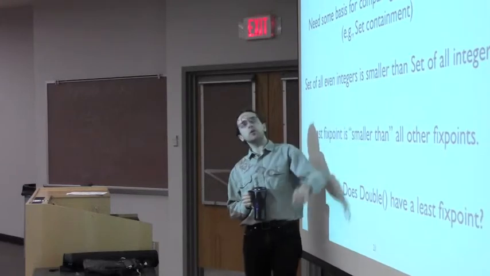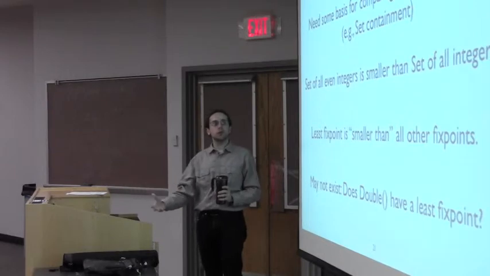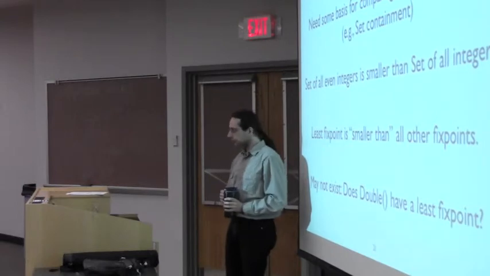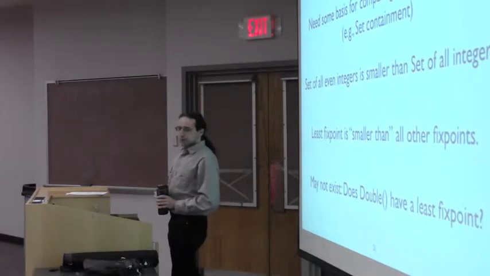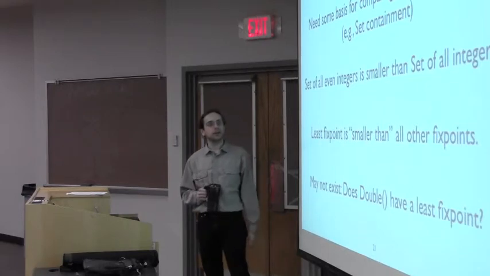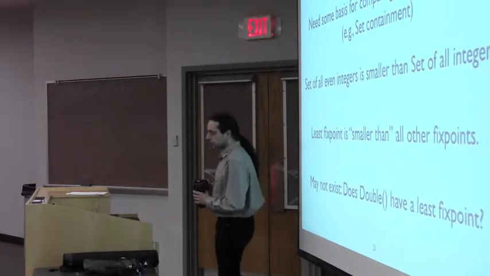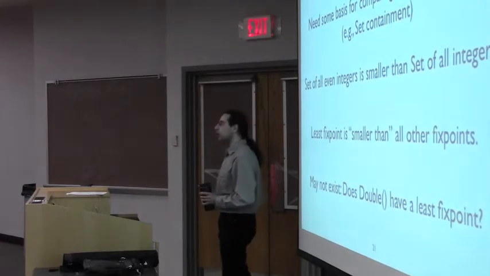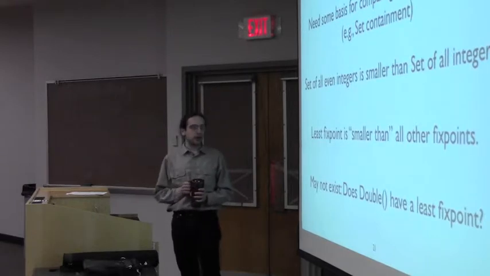So for example, for sets, we might talk about set containment. In this case, the set of all integers would be bigger conceptually than the set of all even integers. The set of all even integers has fewer elements. If we have some way of comparing function arguments in this way, some ranking on the function arguments, we can define the least fixed point as the fixed point value that is smaller than all other possible fixed points. So what would the least fixed point be of double?